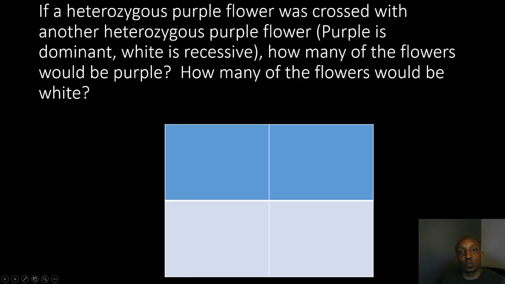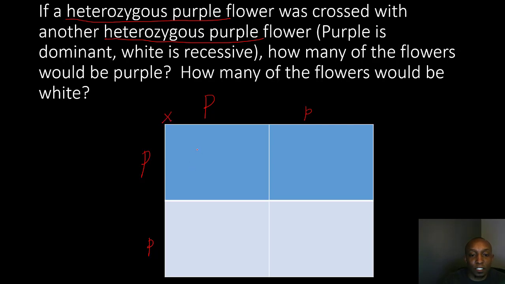Let's take a look at some Punnett square practice problems. So if a heterozygous purple flower was crossed with another heterozygous purple flower, purple is dominant with white being recessive, how many of the flowers would be purple and how many of the flowers would be white? So let's go ahead and set up our Punnett square. We said they are heterozygous for purple. So let's underline that because that's important information. So that lets me know I'll put a capital P, lowercase p, capital P, and lowercase p. And this shows that heterozygous cross.